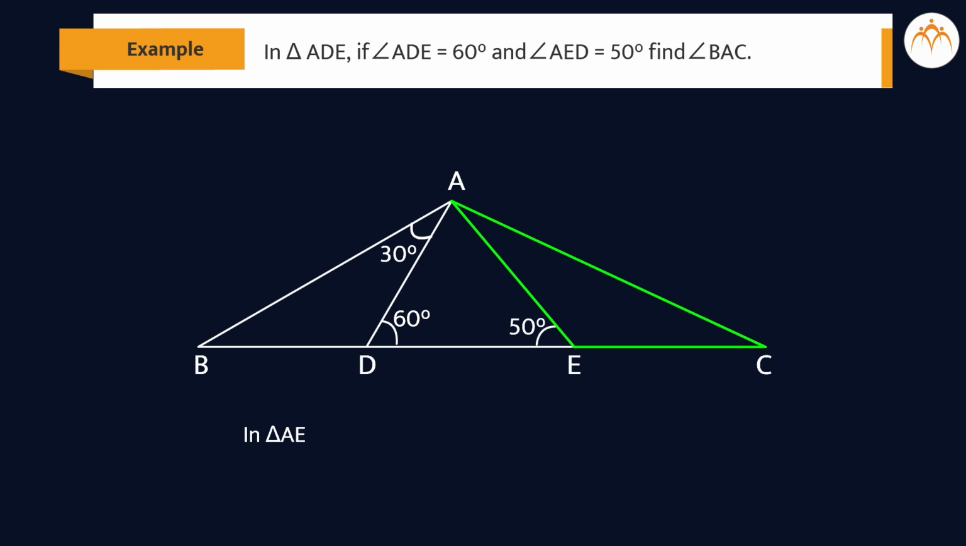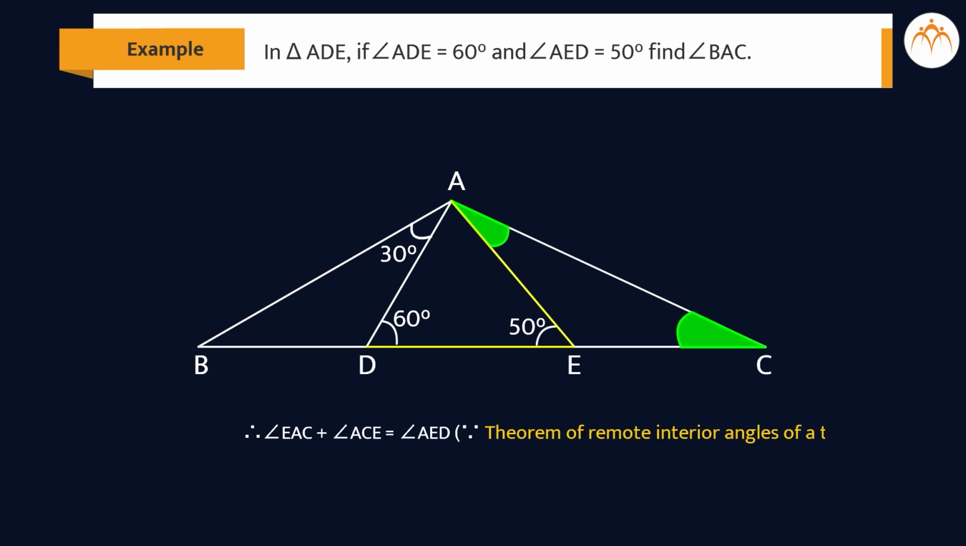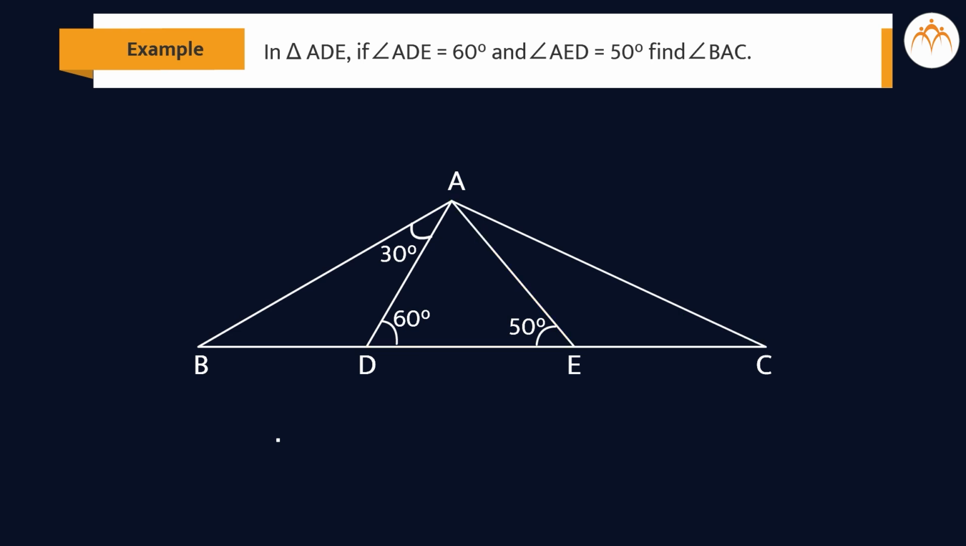In triangle AEC, AE is congruent to EC from the figure. Angle EAC is congruent to angle ECA, base angles of an isosceles triangle. Angle AED is an exterior angle of triangle AEC. Therefore, measure angle EAC plus measure angle ACE is equal to measure angle AED. Theorem of remote interior angles of a triangle. Therefore, 2 times measure angle EAC is equal to 50 degree. Measure angle EAC is equal to 25 degree.